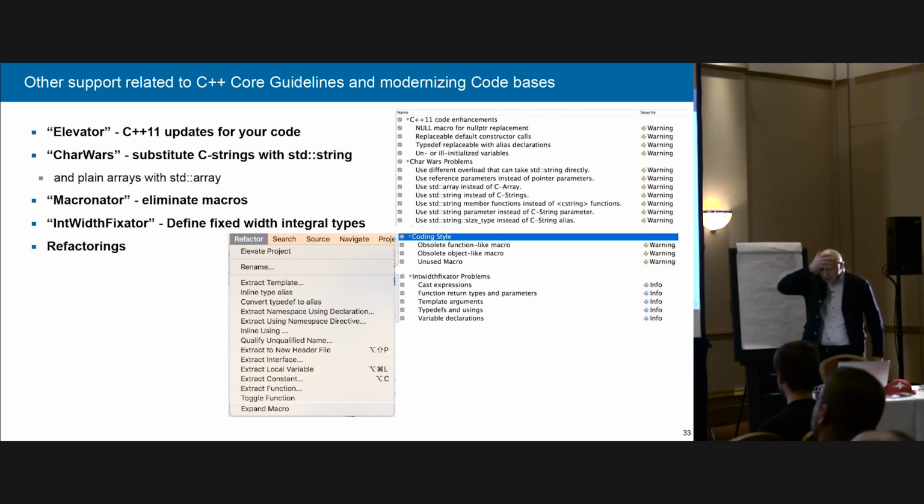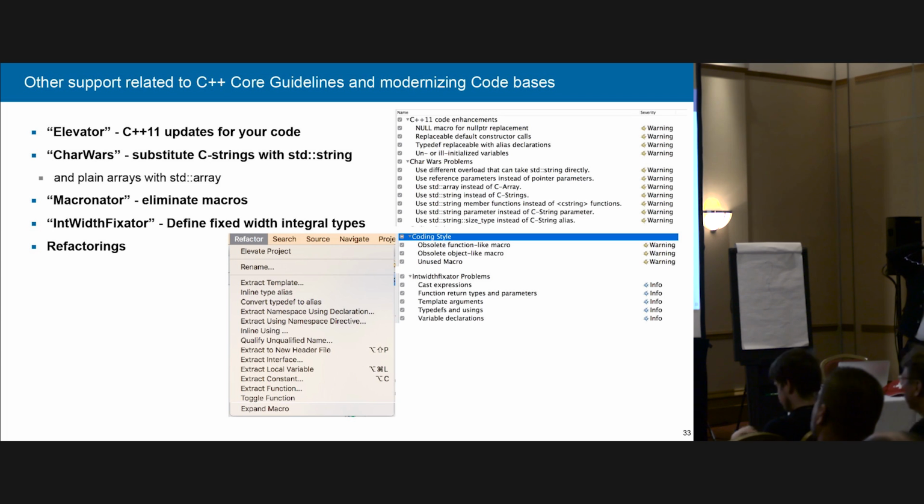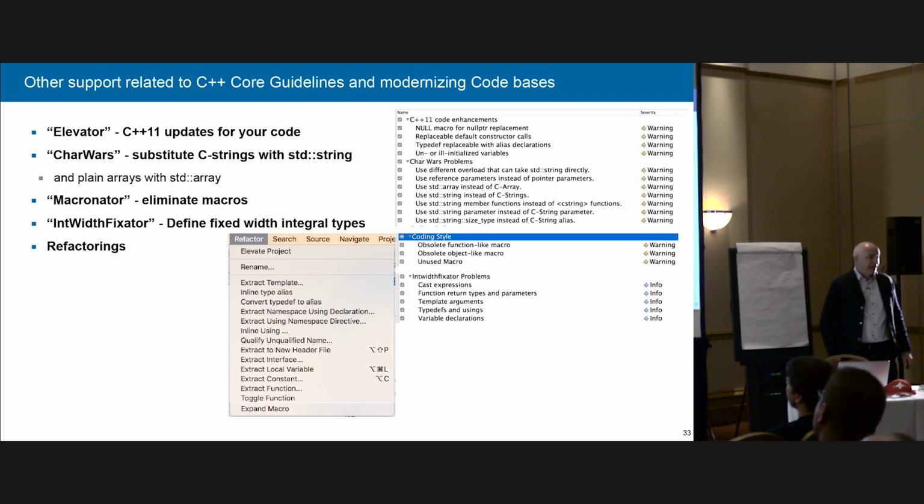Even before the core guidelines, we cared about moving your code to C++11. So we have plugins for elevating your code and replacing C strings with std::string and plain arrays with std::array. We have some features for getting rid of macros. One is replacing function-like macros with constexpr functions. The other is inlining the macro expansion if you don't get rid of it. And it also will detect unused macros, so you can just eliminate them from your code base.